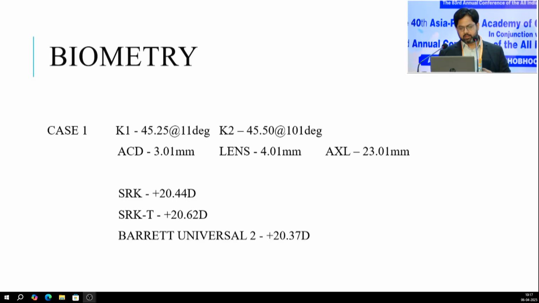Case 1. So you can see the K values are in the normal range. The AC depth is in the normal range. The lens thickness is in the normal range. The axial length is in the normal range. Nothing unusual. And for calculation purposes, I have taken A constant to be 118.8. SRK formula gives, for emmetropia, around 20.44. SRK/T will give 20.62. And Barrett Universal II, which is a 4th generation formula, quite well accepted now, will give around plus 20.37.